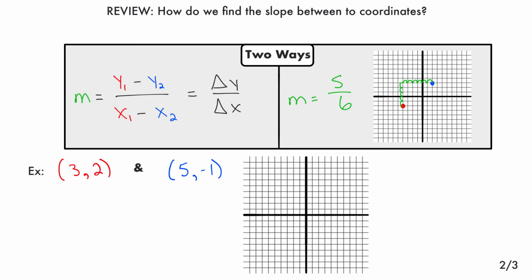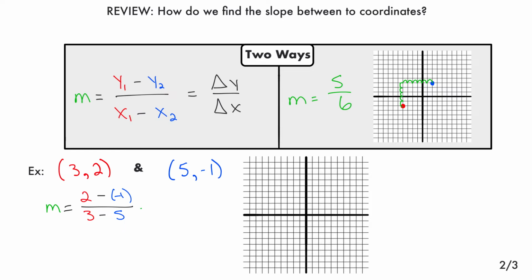All right, so here's my first example. I have 2 coordinates, 3, 2 and 5, -1. I am going to be finding the slope in between those 2 dots, and I'm going to write that as an equation in point slope form. So first, got to calculate the slope. Slope is going to be equal to y1 minus y2 over x1 minus x2.